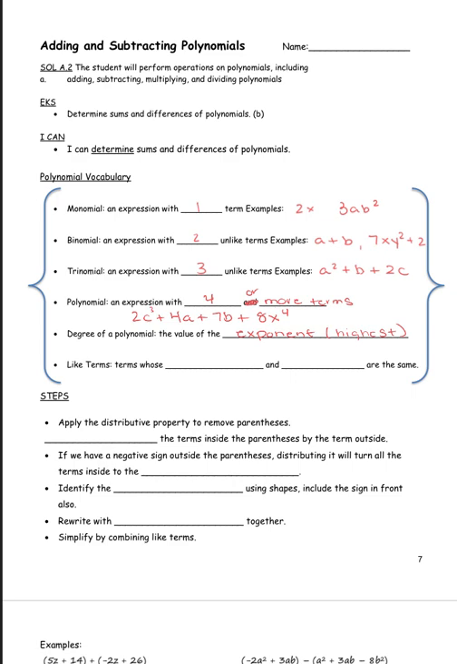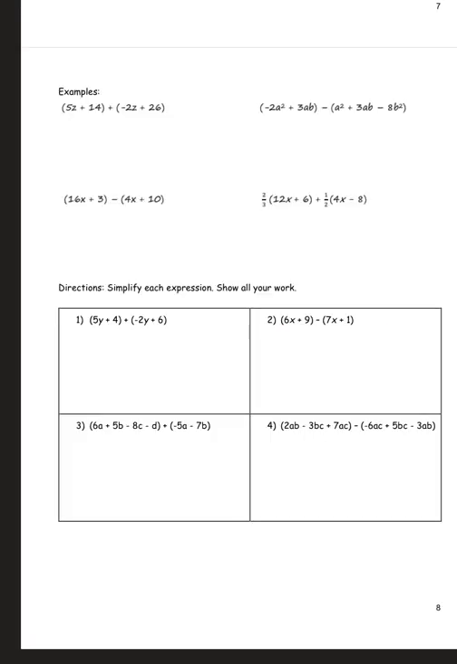Like terms, we've talked about this before. Like terms are terms whose variable, or both, and exponent are the same. Okay, so just for this, again, we're going to skip those steps because we can easily do this without having to write in those steps. So looking at the first example, again, with adding and subtracting, all you are doing is combining like terms. So I have 5z plus 14, and that's being added to negative 2z plus 26.